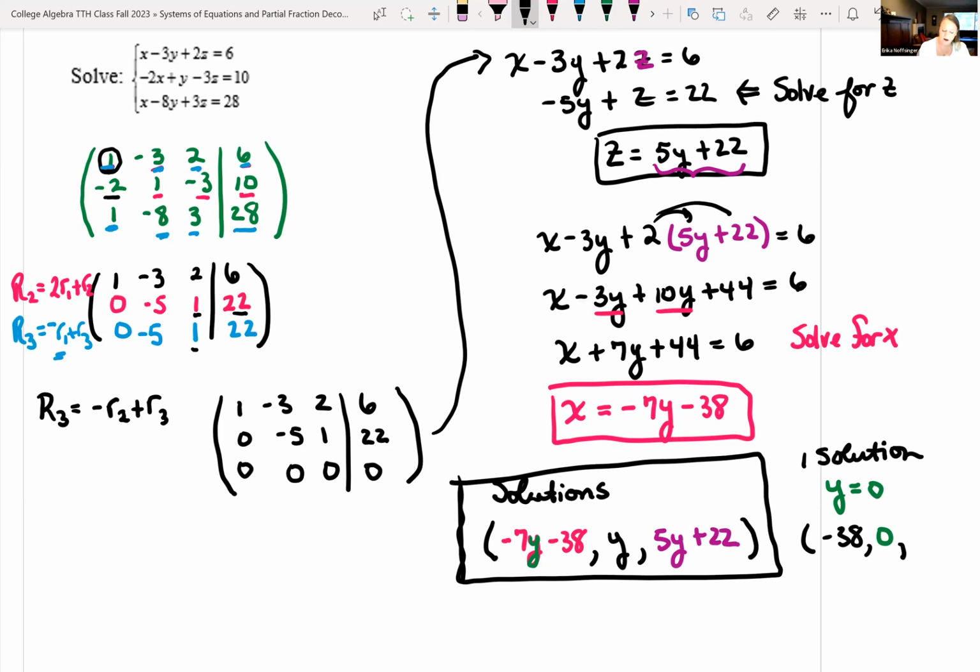To figure out what our z value is, go in here. So we get 5 times 0 is 0, plus that 22 gives me 22. So one solution to that system would be negative 38, 0, 22. And that should satisfy all three of these equations if we plug in those values for x, y, and z. So we can get another solution by choosing a different number for y and solving for x and z.